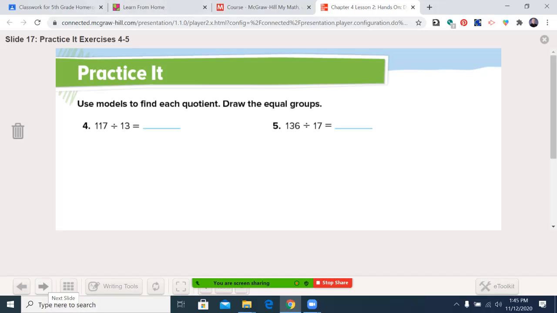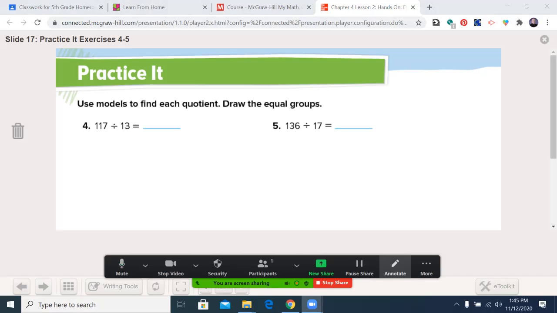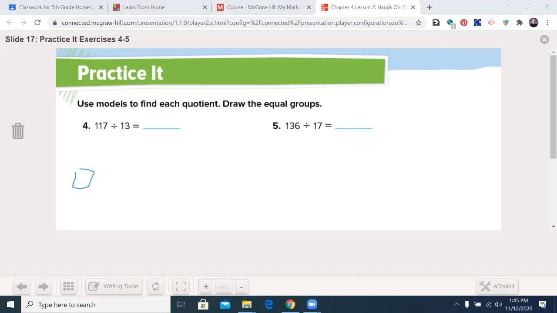You have numbers 4 and 5 here. Draw models. Remember, when drawing the model, this will represent 100, this will represent 10, and this will represent the ones place. So I drew for you 1 100, 1 10, 7 ones, 1, 1, and 7, or 117. You're going to have to divide it into 13 groups. Remember, that will take regrouping. I'm going to ask you to pause the video and complete 4 and 5, and then come back and see how you did.